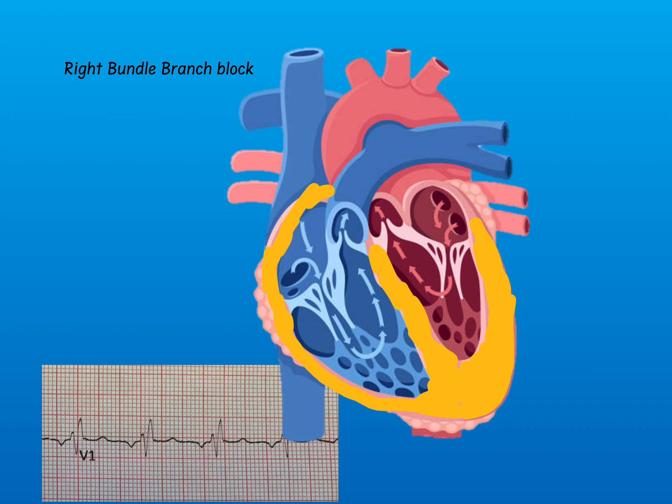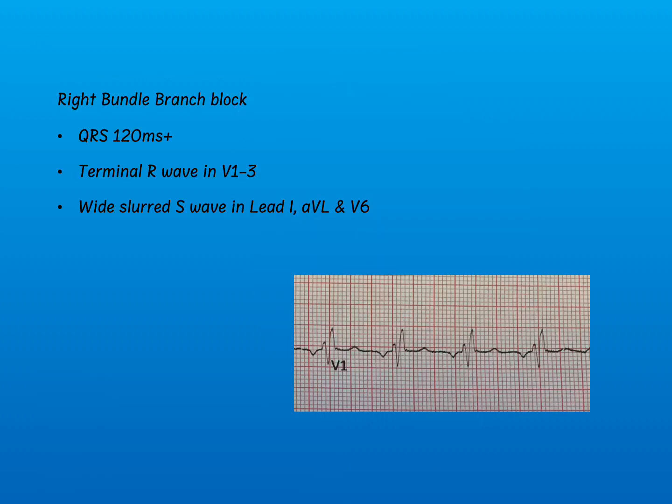Now, rather than on the His-Purkinje highway system, it's going to travel from the left ventricle to the right ventricle slowly, and at this point we'll see a delayed large terminal R wave in V1 representing the depolarization of the right ventricle. In V6 we'll see a large terminal S wave, or a slurred S wave.